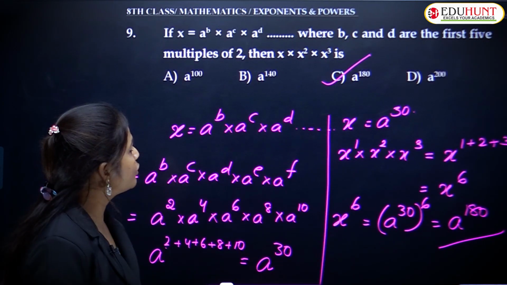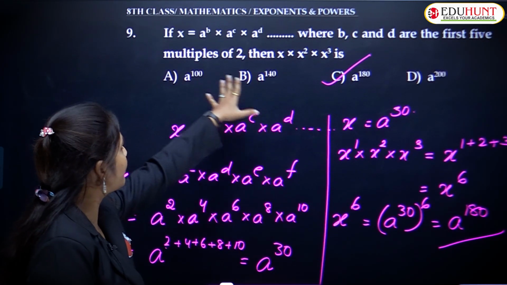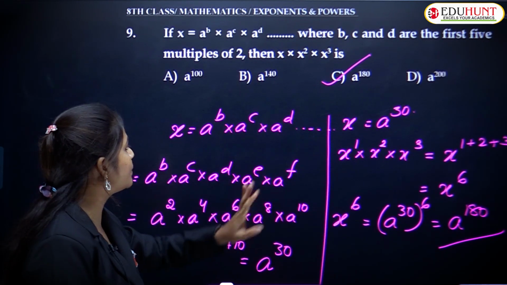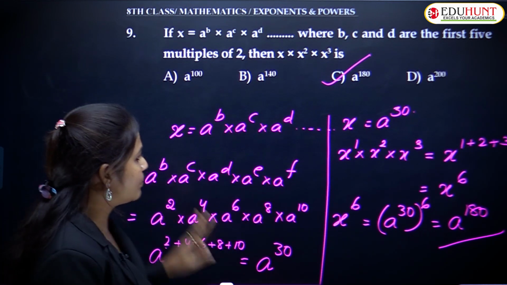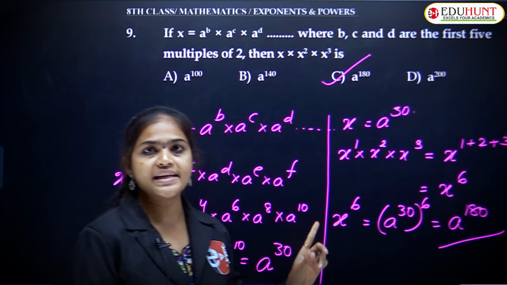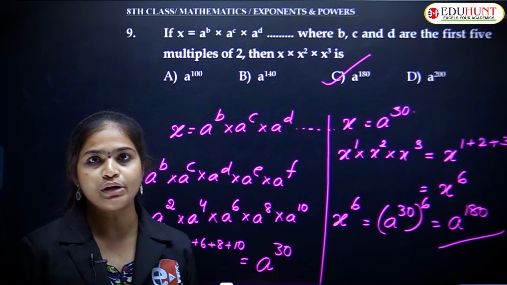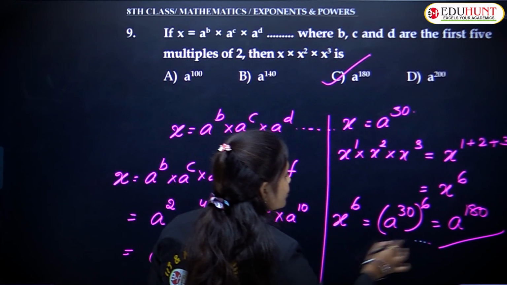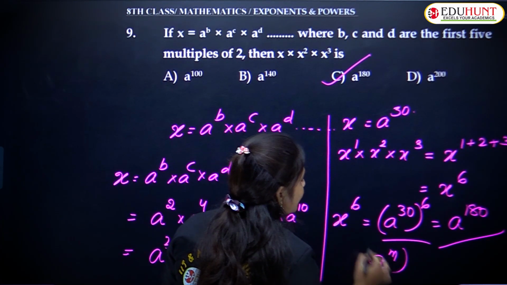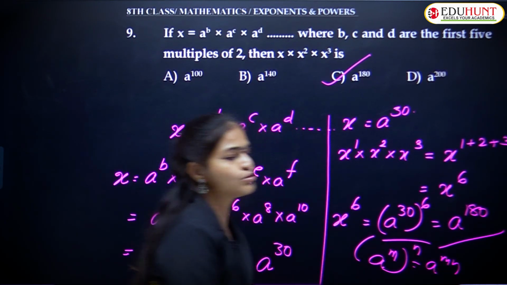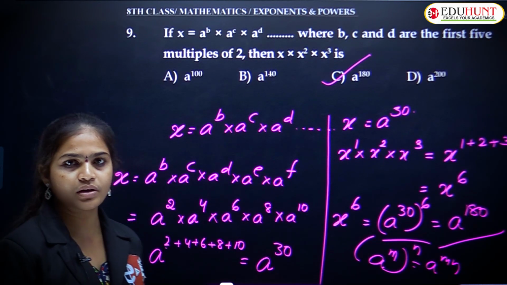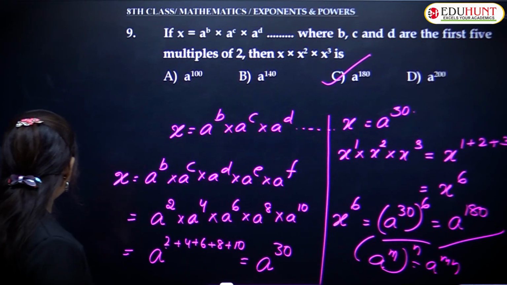See that question properly after just reading: the first 5 multiples of 2, so just take the multiples of 2. After substitution, here we use 2 formulas. What are those 2 formulas? One is a power m into a power n is equal to a power m plus n. And the other is a power m whole power n is equal to a power m into n. Mostly these 2 formulas we have to use here. Okay, so let us check the next question.